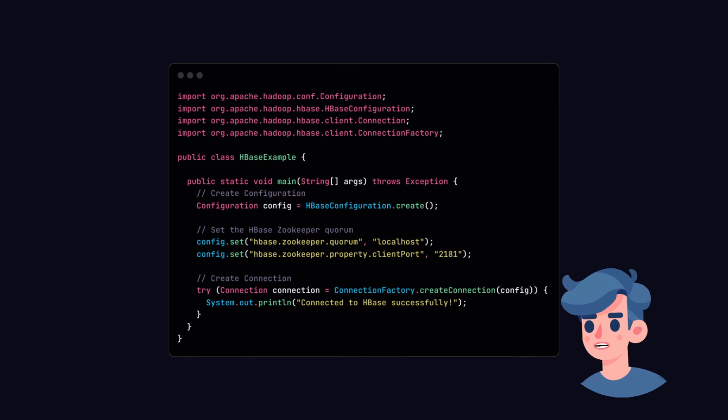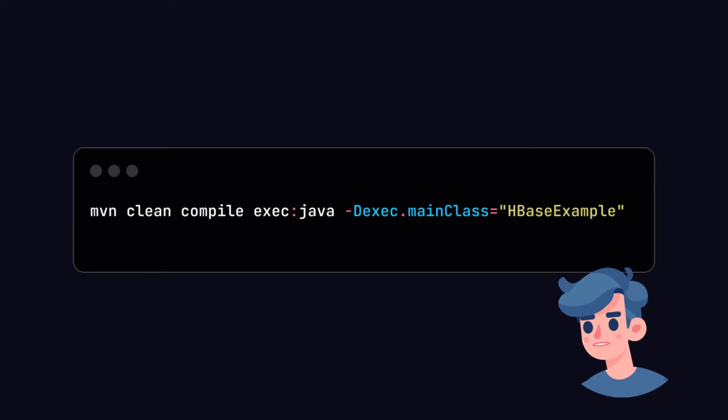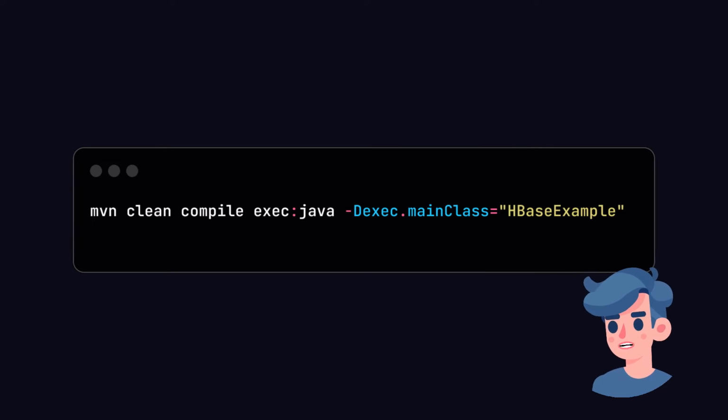Now let's establish a connection to HBase. Create a new Java class named HBaseExample. Here's a simple example to get you started. This code connects to the HBase instance running on localhost. Notice the use of try-with-resources to ensure that the connection gets closed automatically. Let's compile and run this program.